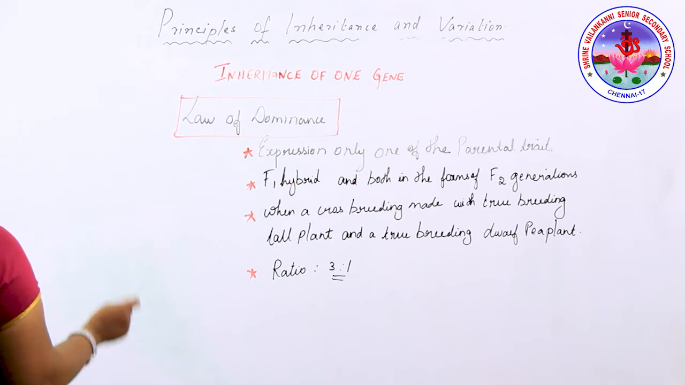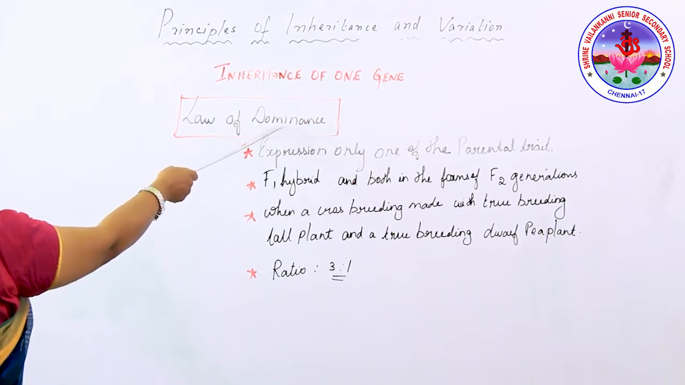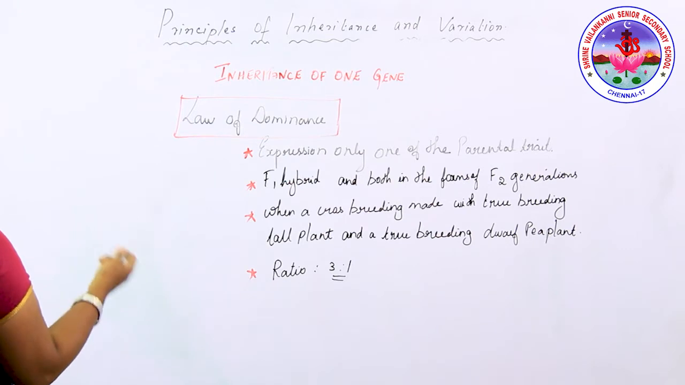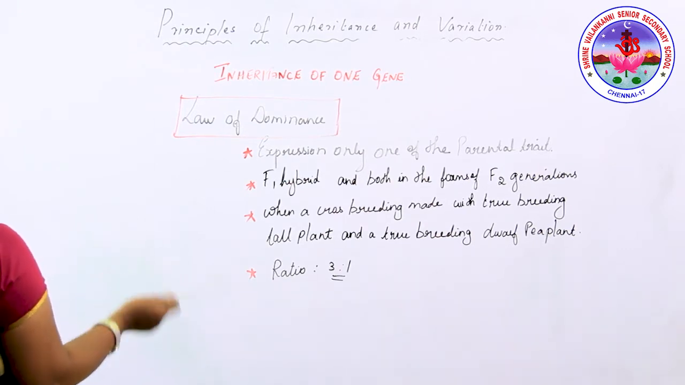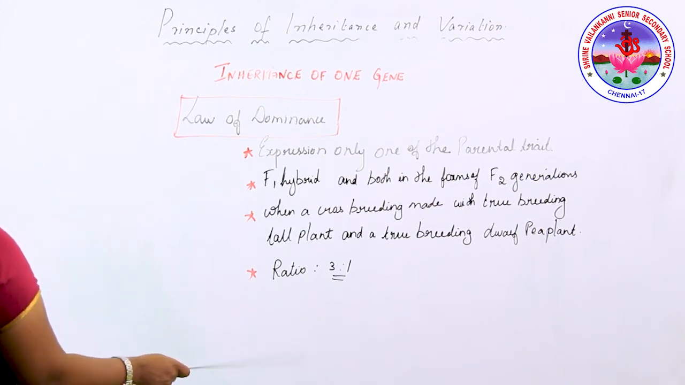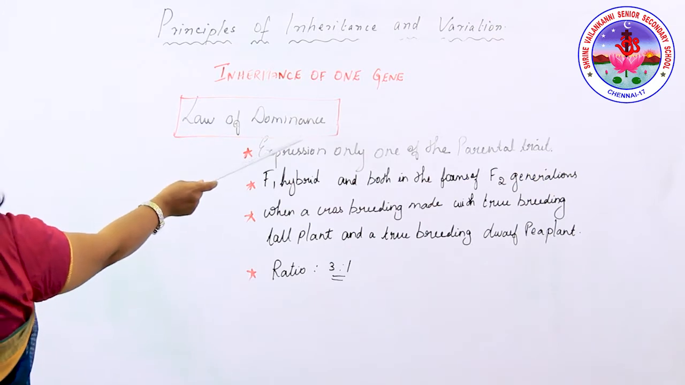So when a factor expresses itself in the presence or absence of its recessive factor, it is called dominance. And what is recessive? It can only express itself in the absence of its dominant factor, the allele. Next, it forms a complete functional enzyme that perfectly expresses itself in the first generation itself. So that character exhibition is called dominance.